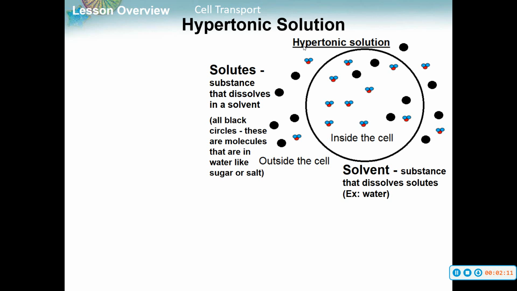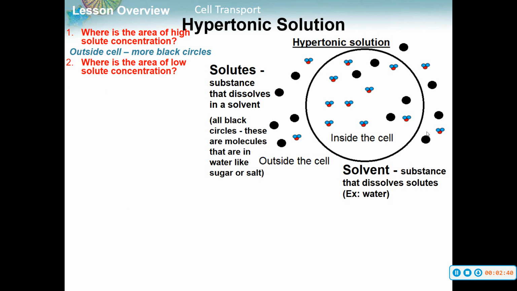So let's take a look at this first solution, hypertonic solution. What if we put a cell in a hypertonic solution? Before we figure out what hypertonic means, let's break it down a little bit and look at the solutes. Where is there a high concentration of solutes, or where is there a lot of solutes? Well, if I take a look at the black dots, there are more black dots on the outside versus the inside. So there's a high concentration of solutes outside compared to inside where there's less. I need you to go ahead and label where there's a high versus a low solute concentration.